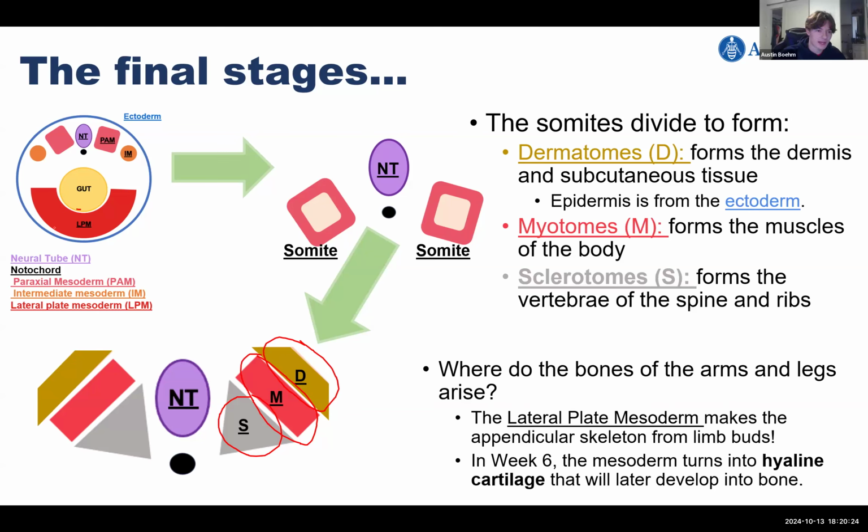Now, as for the lateral plate mesoderm here, that's going to give rise to the bones for the appendicular skeleton. And that happens around week 6 with the initial development going through hyaline cartilage. So as most bones form in the body, they start out as cartilage. So it's like a template that becomes formed. And then after that template is filled out and starting to develop, the osteoblasts and osteoclasts, bone cells, get to work and start putting bone in and filling out that template.